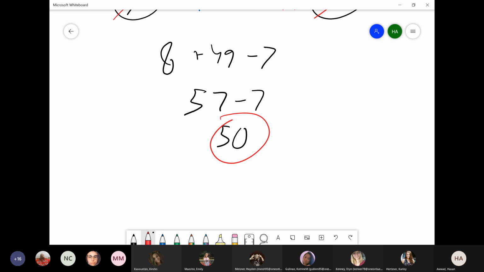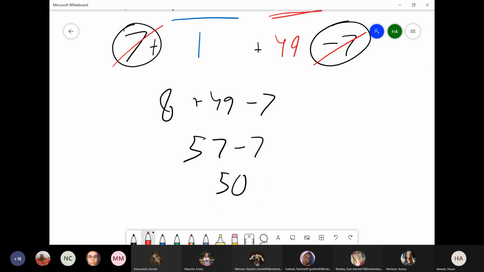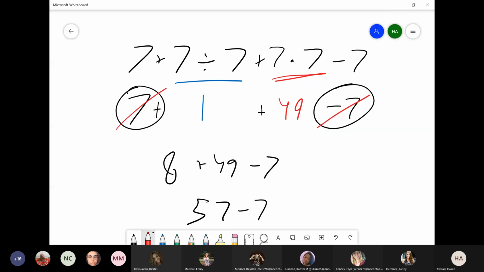So because addition is commutative, we get the same answer regardless of how you think about it, but reading from left to right, we still get 50. The important thing to take away from this is, again, just noting that we're doing multiplication and division before addition and subtraction. Any questions on this?